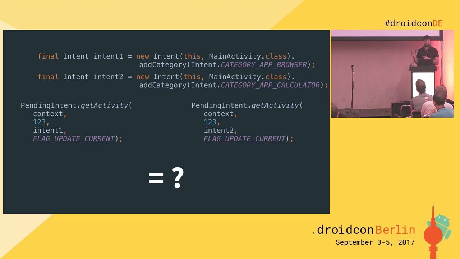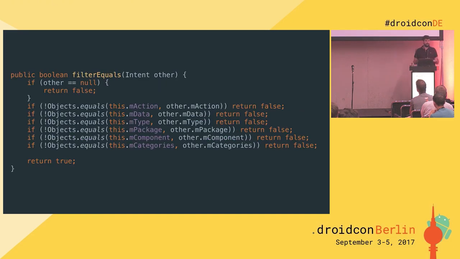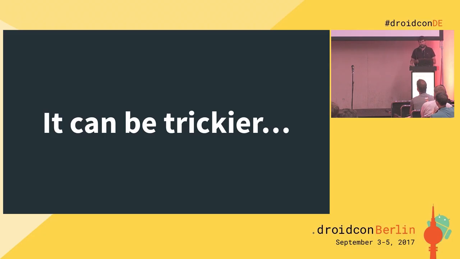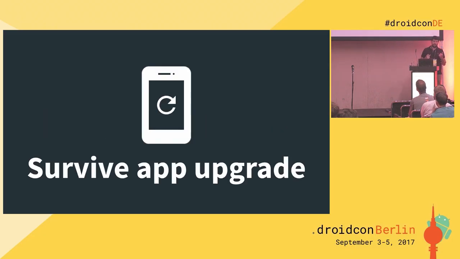If we have two different categories, do you think it's equal? It's not equal. And in fact, you just have to look at filterEquals on the Intent class, and we'll see that the action, the data, the type, the package, the component, and the categories are part of the equals, but not the extra. And because of that, it can be trickier. What we need to know is that a pending intent will survive an app upgrade. It also survives reboot, but it also survives app upgrade.